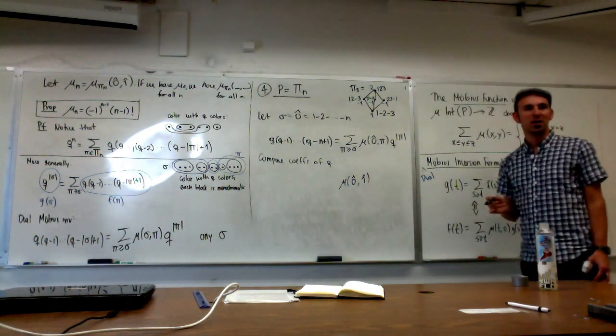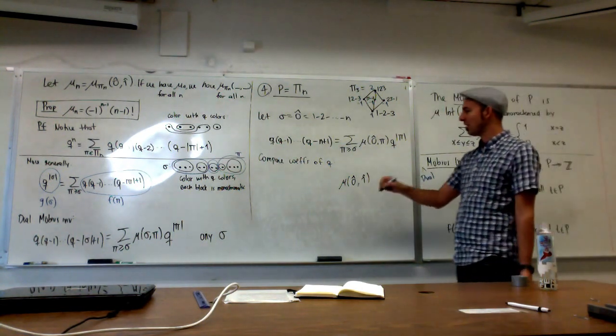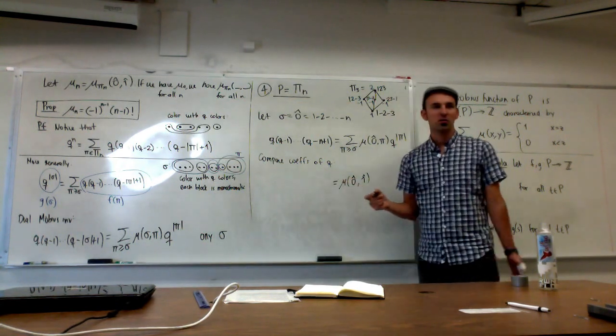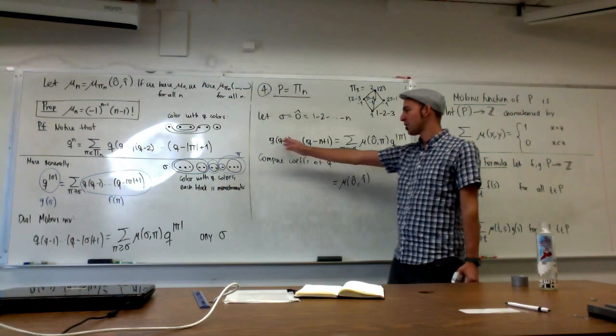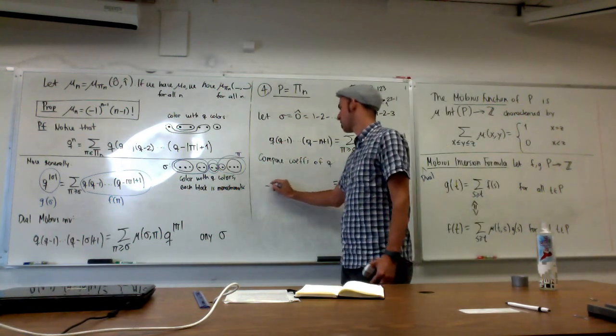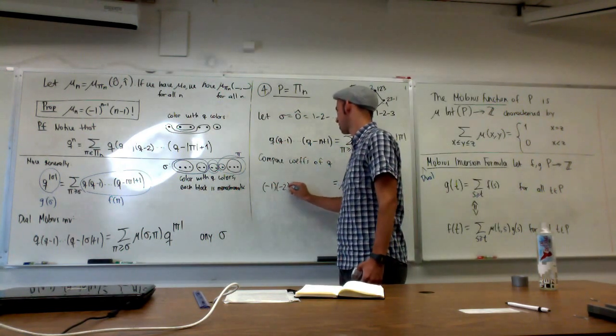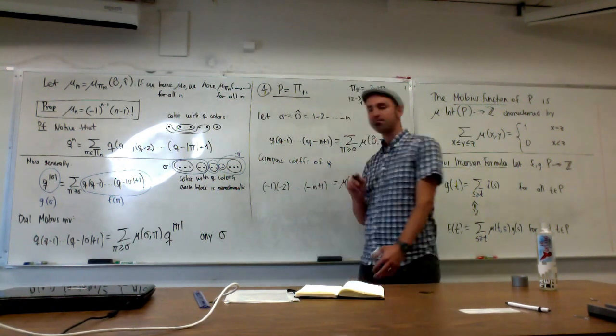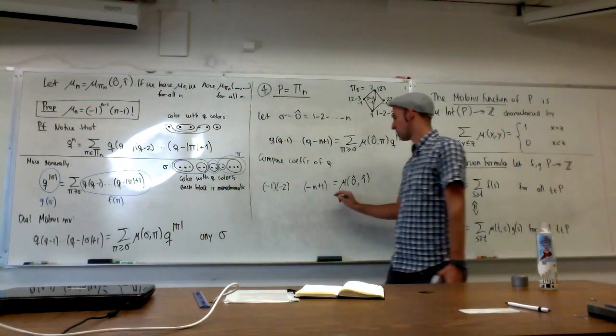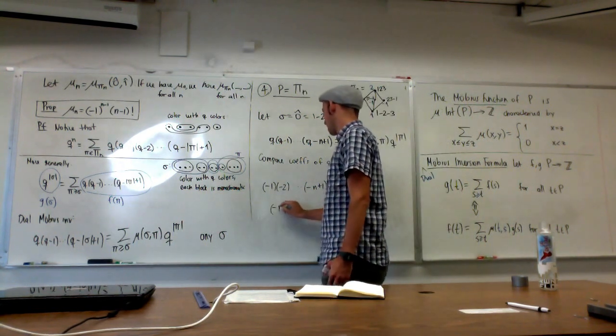Okay? And now you cross your fingers, look at the left hand side. What is the coefficient of Q? I have a factor of Q, and then I have this product: minus 1, minus 2, until minus (n minus 1), which is equal to minus 1 to the n minus 1, times (n minus 1) factorial.